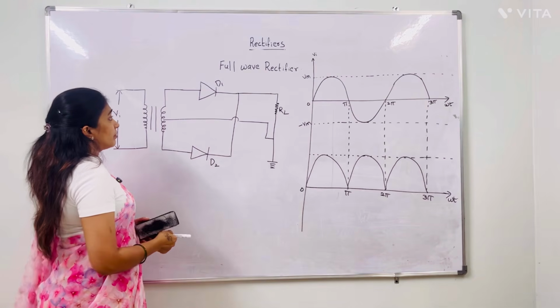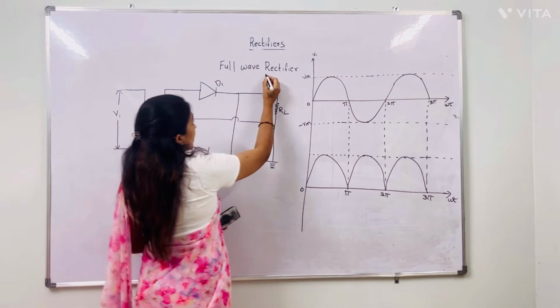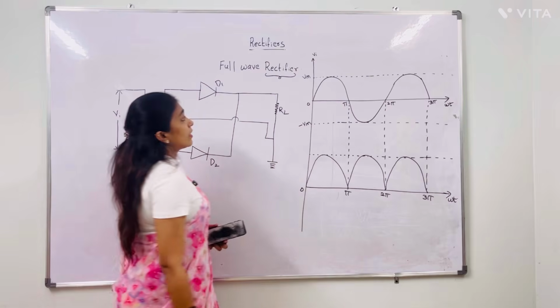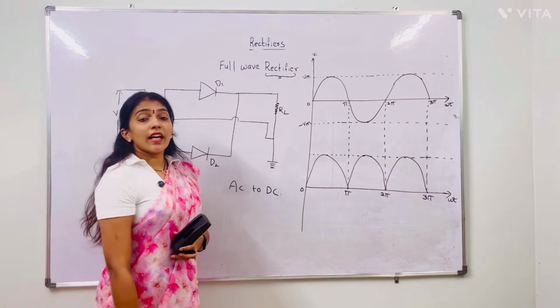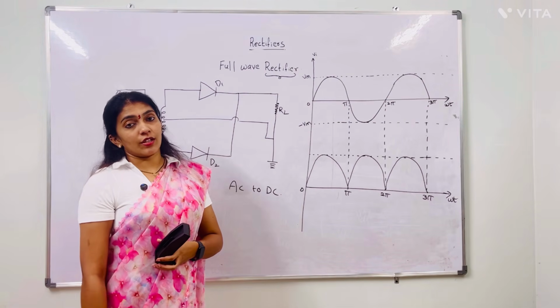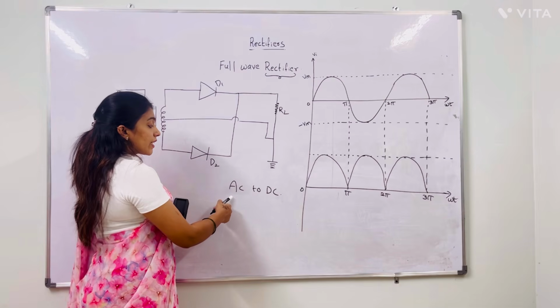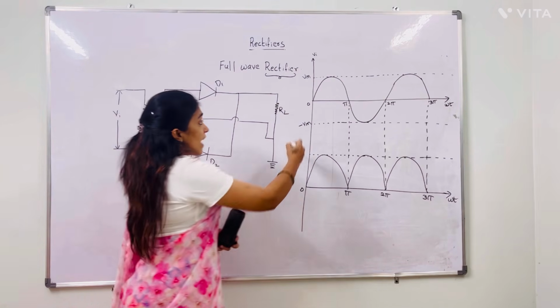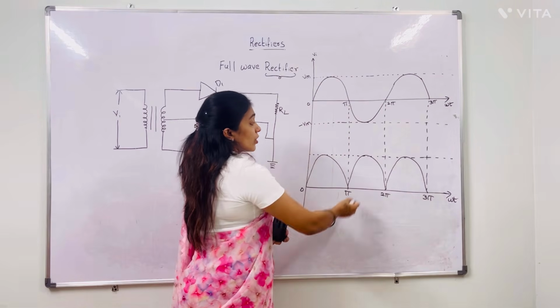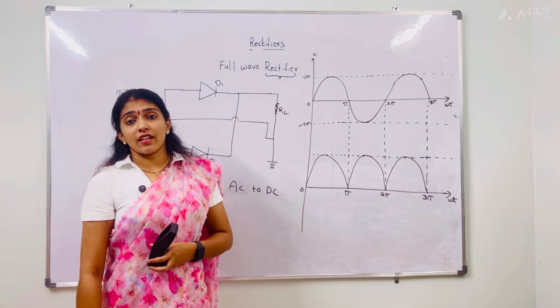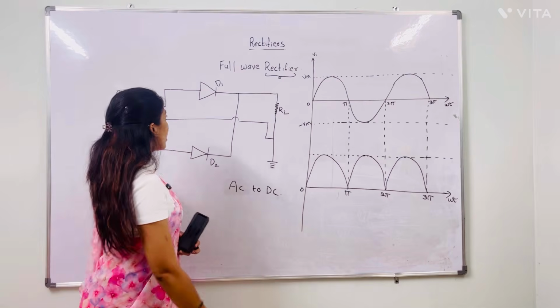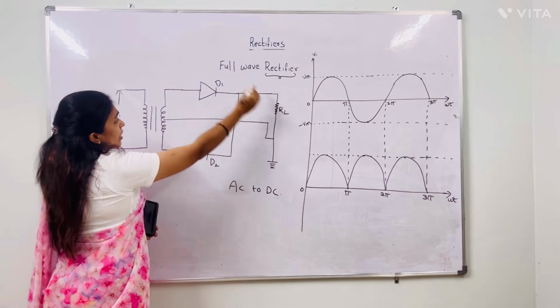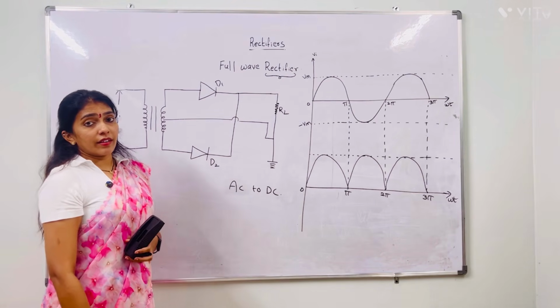So first, we are going to explain the meaning of rectifier, the definition of rectifier. Rectifier is an electrical device or circuit which converts alternating current to direct current, or a bidirectional signal is converted to a unidirectional signal. Now coming to the circuit diagram of full wave rectifier.